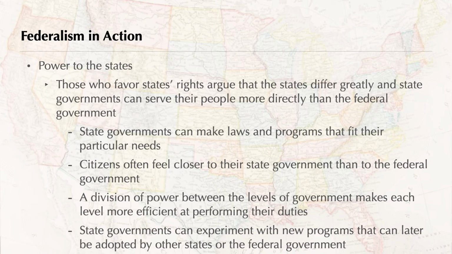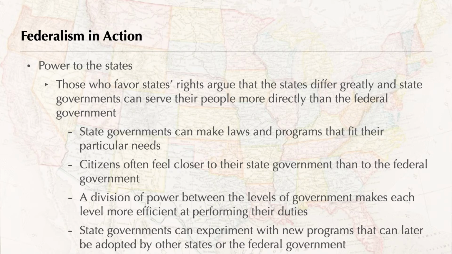For example, states with large cities need more low-cost housing, health care, and public transportation than do states with mostly farmland. People who favor states' rights also point out that citizens often feel closer to their state governments than to the federal government. James Madison recognized this point of view when he wrote that the first and most natural attachment of the people will be to the governments of their respective states.